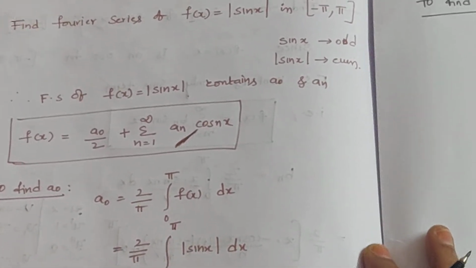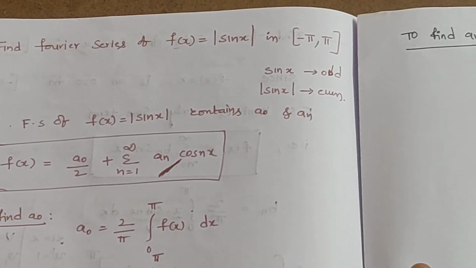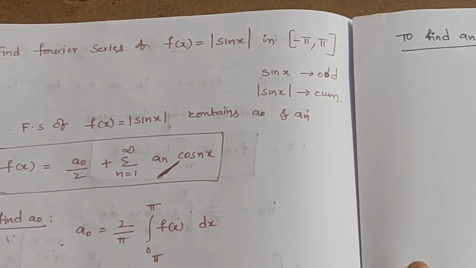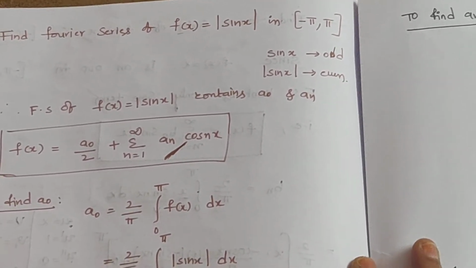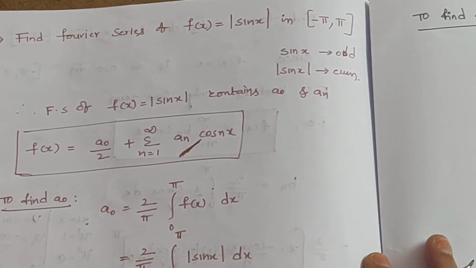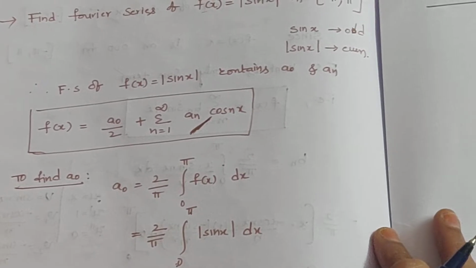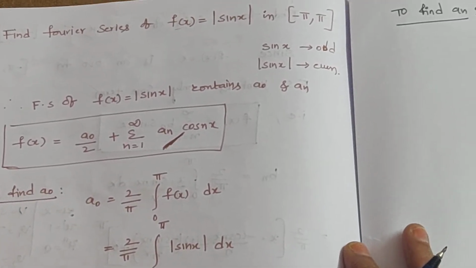Here the problem is to find the Fourier series of f of x equal to mod sin x in the interval minus pi to pi. They asked to find the Fourier series of mod sin x in the interval minus pi to pi. In the previous sessions we determined the three Fourier coefficients a0, an and bn.